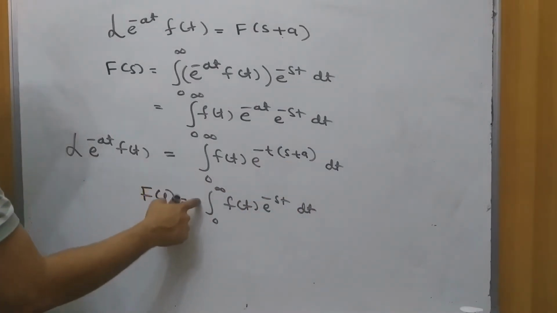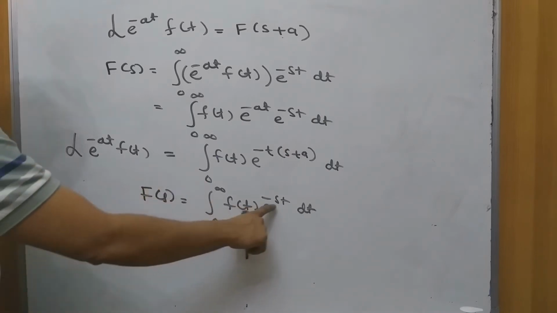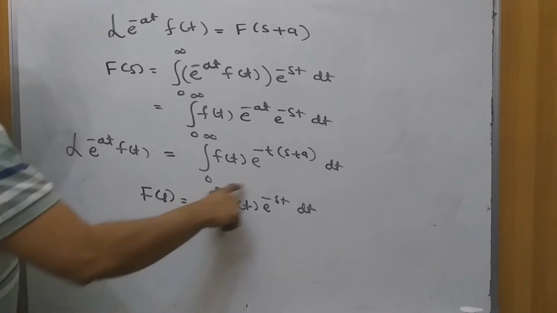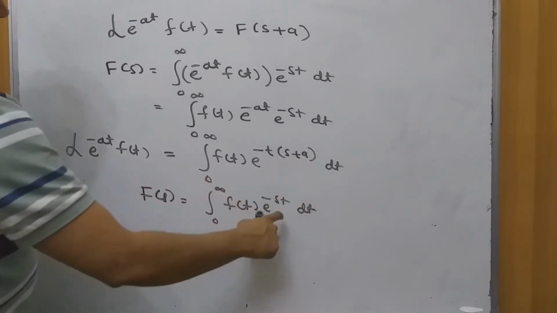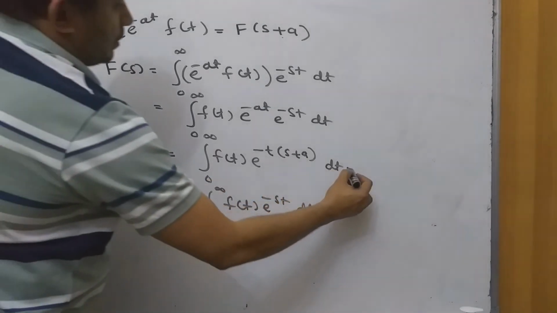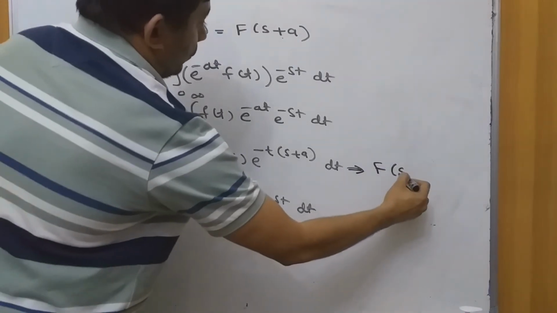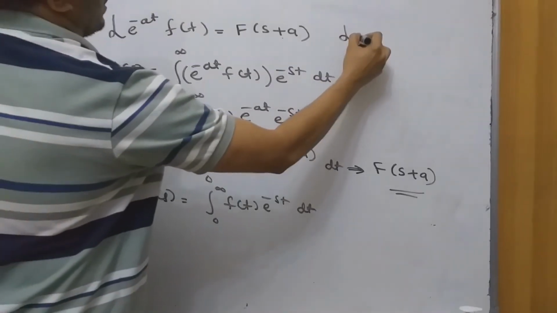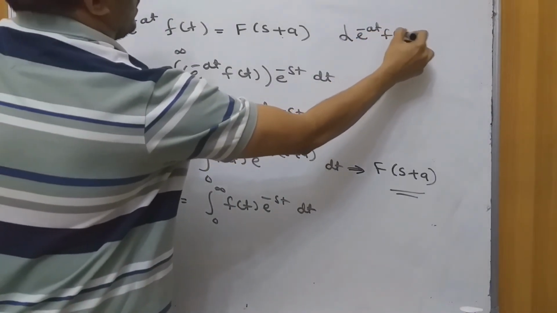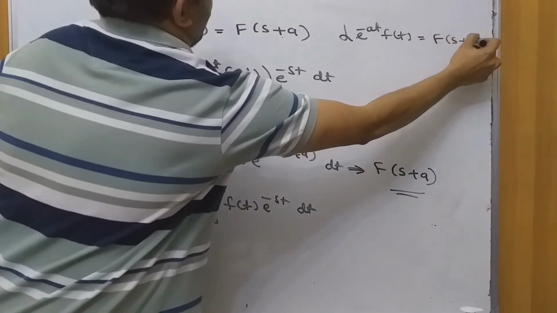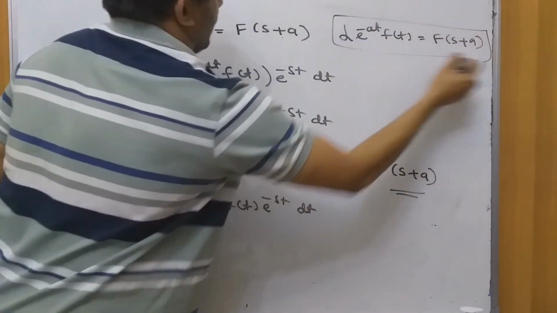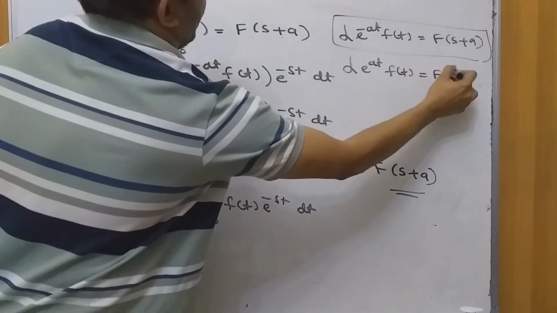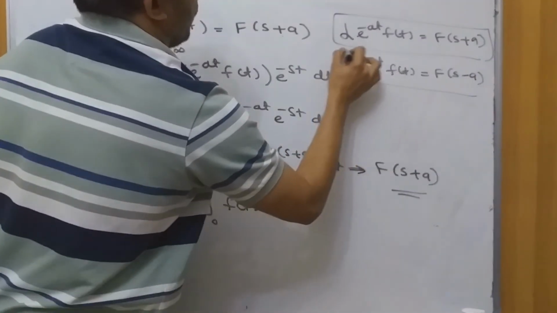So the only difference between these two is that when it is e raised to minus st, we get the answer F of s. In this case we have s plus a. So this corresponds to F of s plus a. So the Laplace transform of e raised to minus at f of t is equal to F of s plus a. Similarly, the Laplace transform of e raised to at f of t will be F of s minus a.